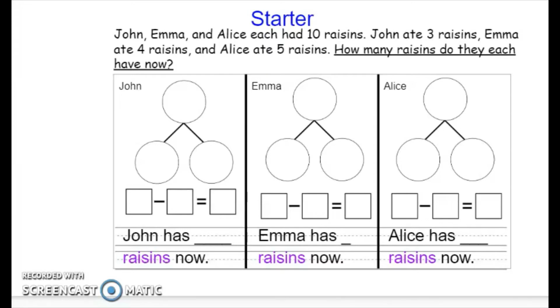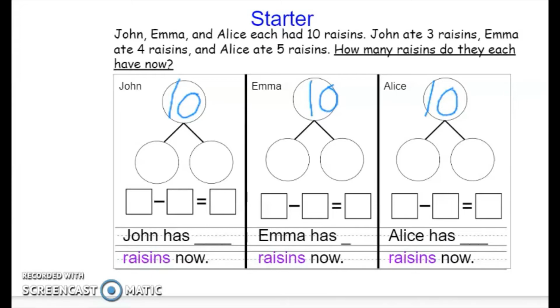Welcome back. That's correct. 10 is the total or the whole. All 3 of them have the same whole because the word each tells me that. Let's go ahead and fill it in for our number bond and our number sentences. 10 for John. Emma also started with 10. Alice also started with 10. Great. Let's keep reading.